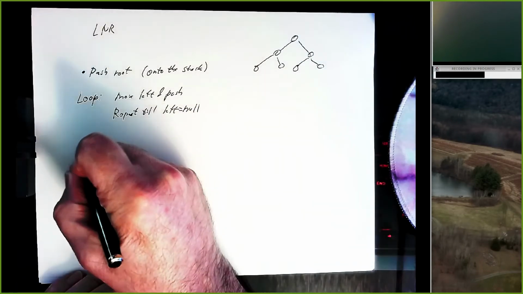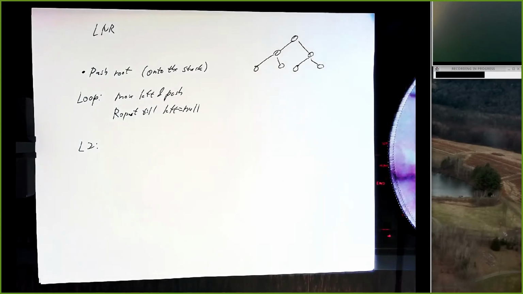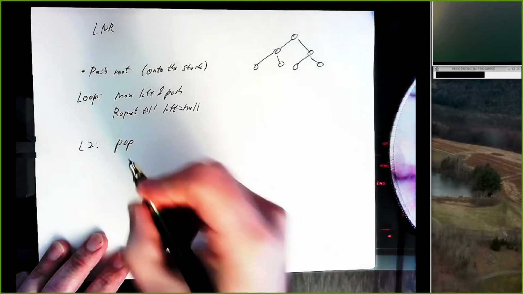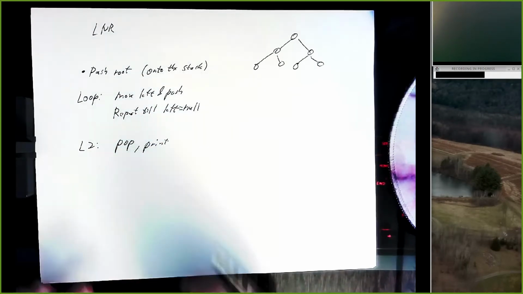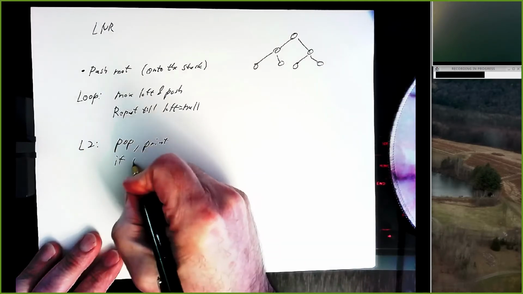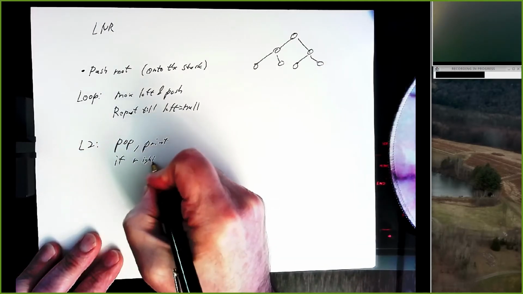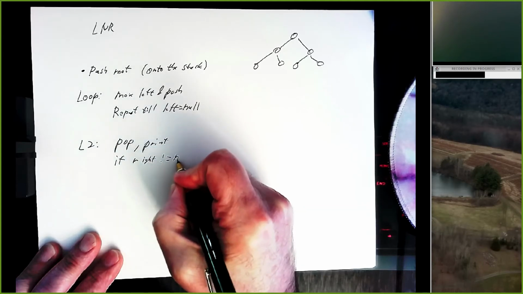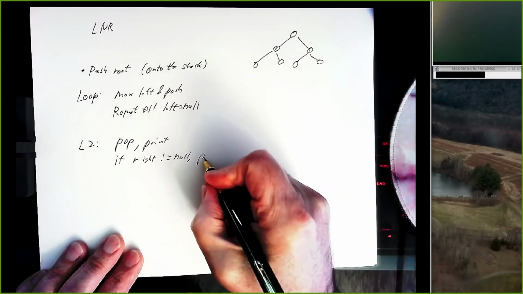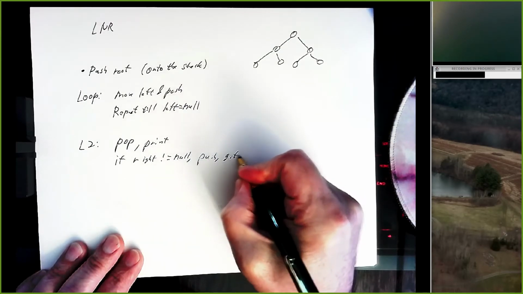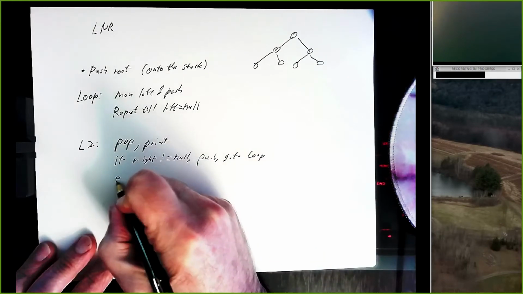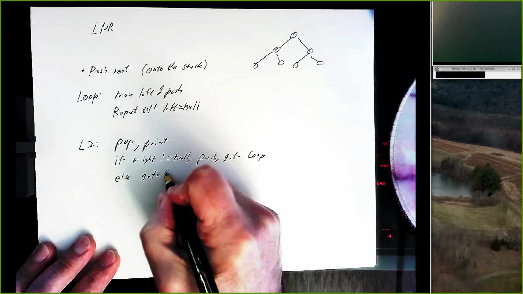Alright, and then we're at a new section of the algorithm called L2. So L2 says pop the top of the stack, print it, and then if there's something to the right, so if right is not null, push right and go back to loop. Otherwise, go back to L2.